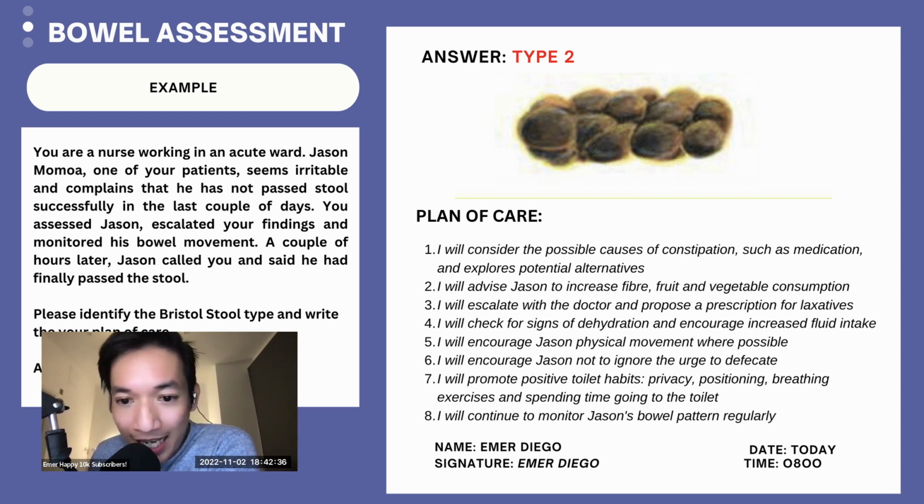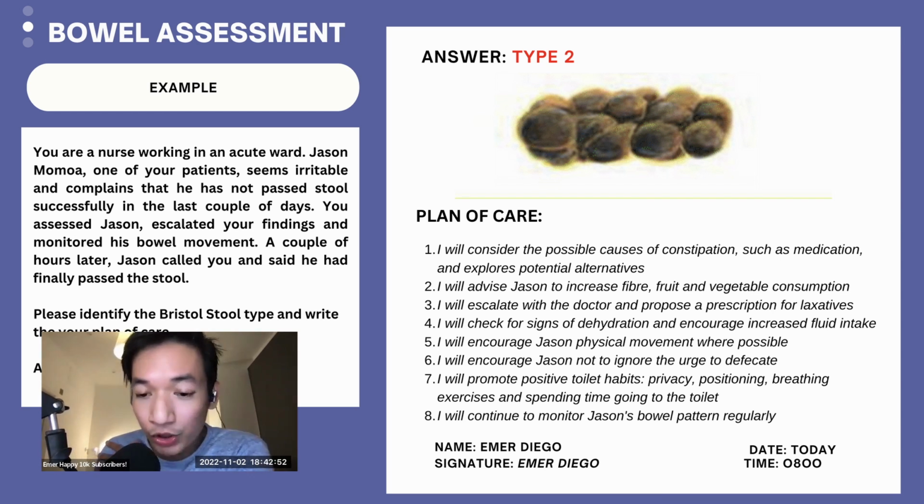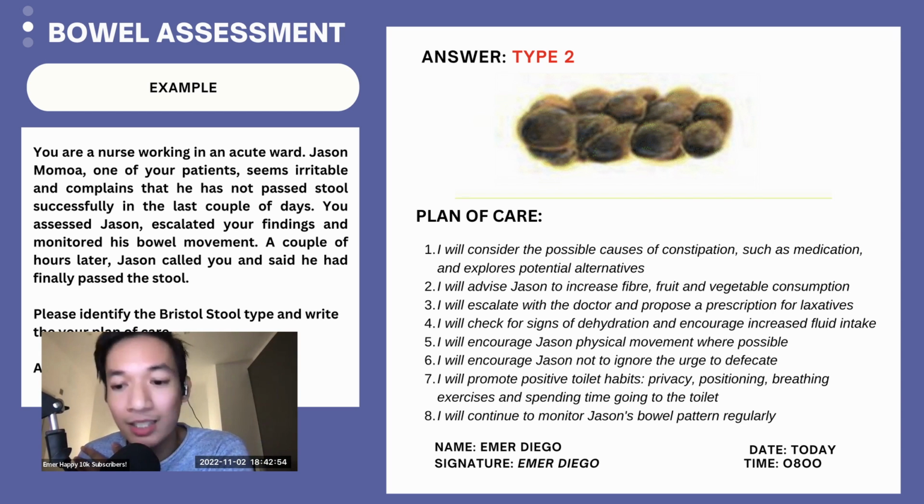I will also check the signs of dehydration and encourage increased fluid intake. I will encourage Jason physical movement where possible. I will encourage Jason not to ignore the urge to defecate. I will promote positive toilet habits. And of course, last but not the least, I will continue to monitor Jason's bowel pattern regularly. And that is my name, my signature, my date, and my time.